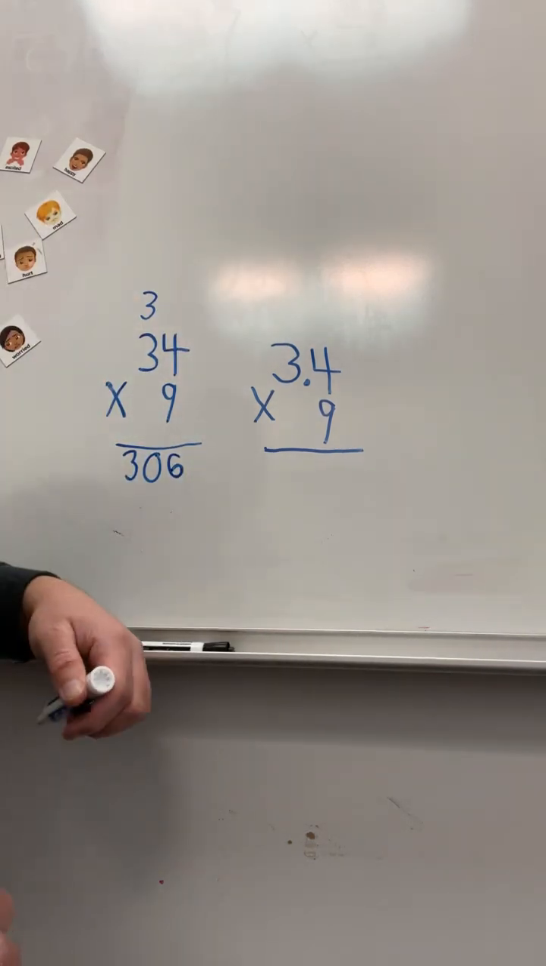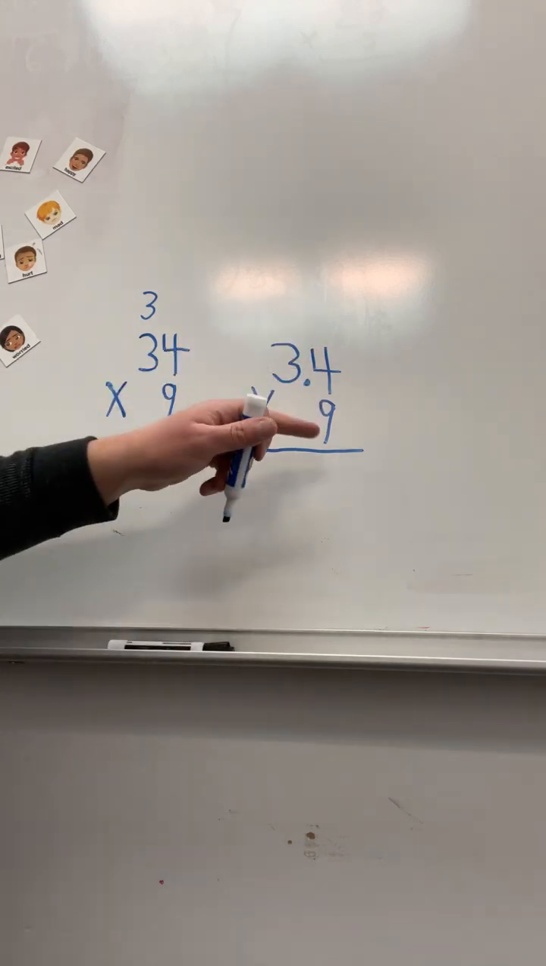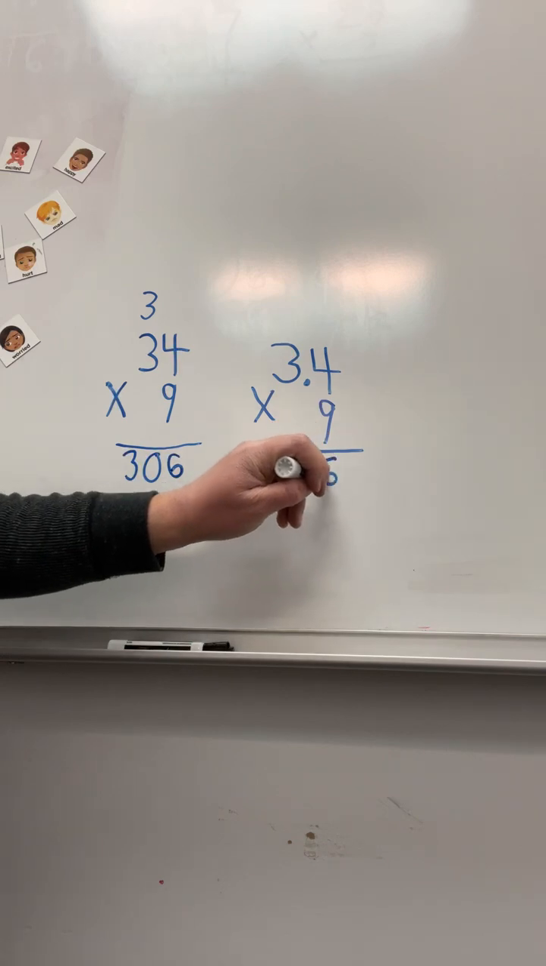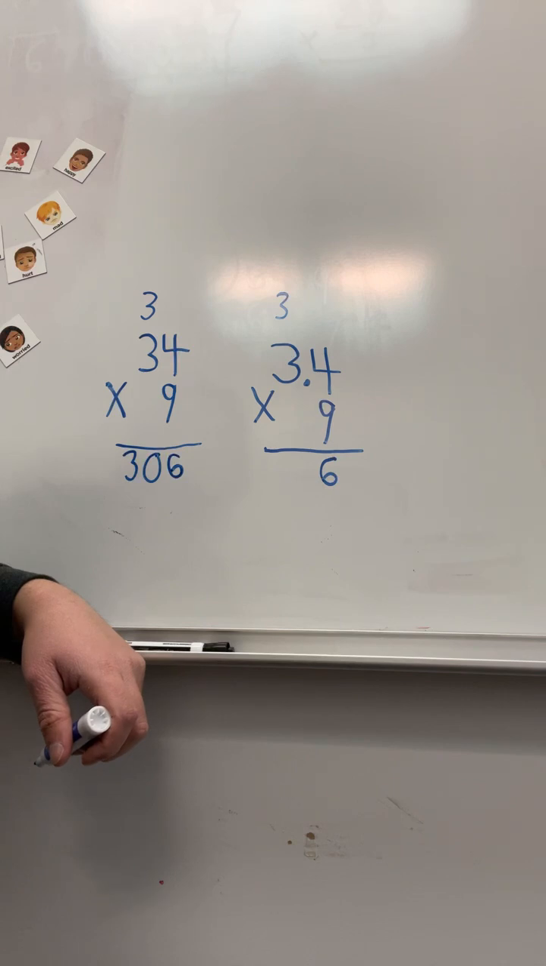So now, 3.4 times 9. Again, I'm going to multiply 4 times 9. 4 times 9 is 36. The 6 in 36 goes in the ones place. The 3 in 36 gets carried over to the tens place. 3 times 9 is 27. Plus 3 is 30.